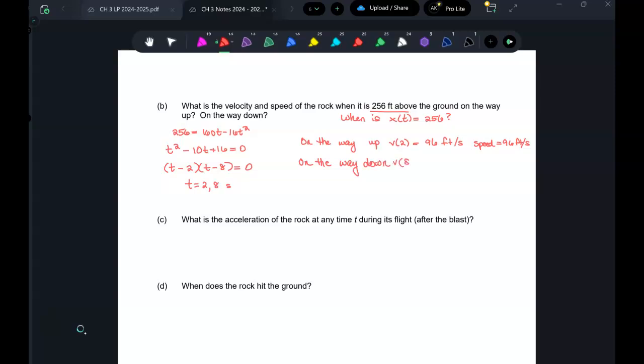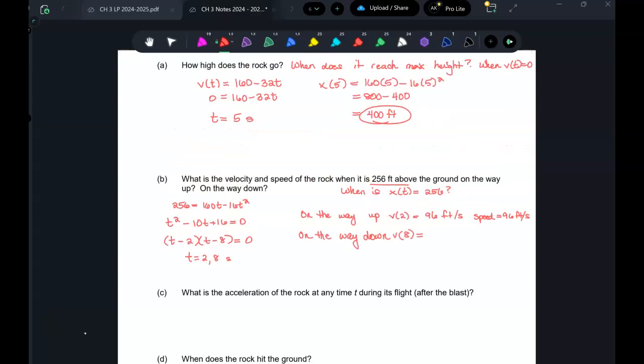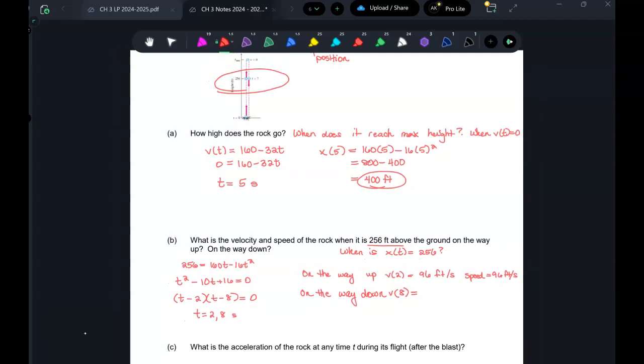Hopefully it makes sense why I said the first one was going up and the second one was going down. Obviously, if you plug one in, you're going to get a positive answer and the other one is going to be negative. So it's got a positive velocity and a negative velocity. Why is 2 up and 8 down? 2 is going up.